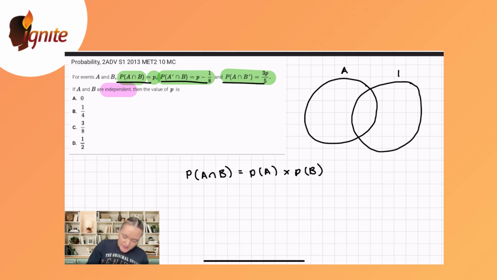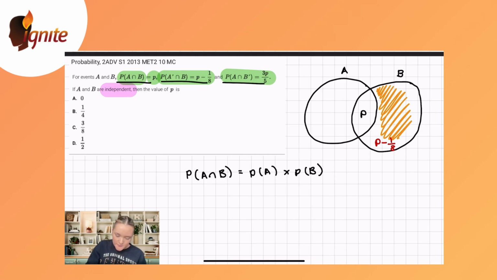So my two events here are going to be A and B. We know that the intersection here, A and B, is going to be P, so that probability there. Now, what does this mean, A complement and B? So what's in B but not in A? What we're going to be looking at, what's in B and not in A, would be this part here. So what's in B and not in A is going to be P minus 1 on 8.